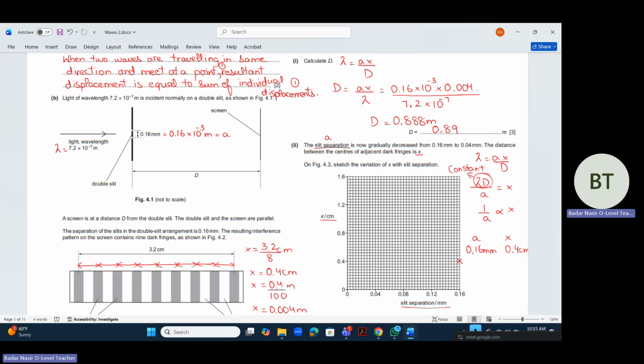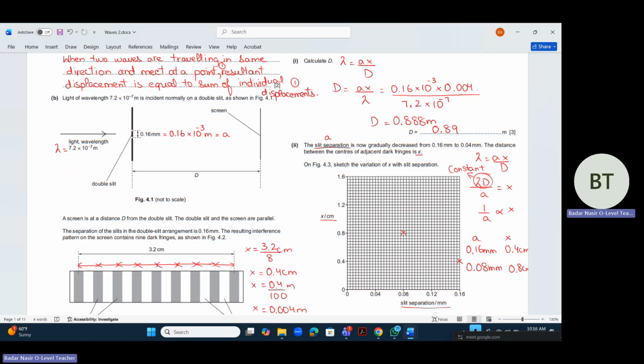Now we have studied that X and A have an inverse relation. So if I halve the value of A to 0.08 millimeter, what happens to the value of X? It will double. So that will be 0.8 centimeter. So can I write that at 0.08 millimeter the fringe separation is 0.8. So this is where the point lies.